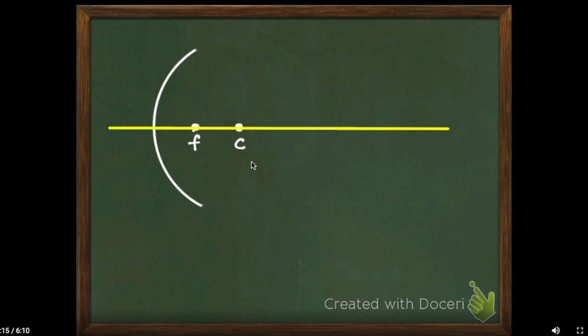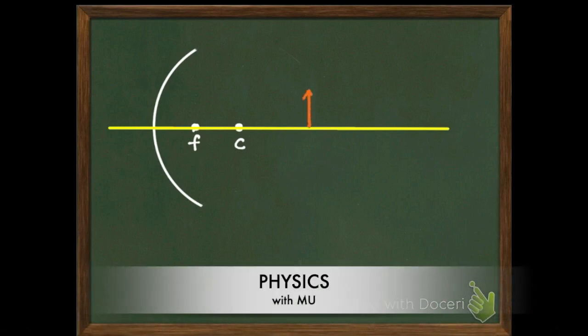An imaginary line can be drawn connecting these points and extending it a bit to cover also the object, represented by this orange arrow here. This line is usually called the principal axis. We first used this term, principal axis, yesterday when we discussed the convex mirror.